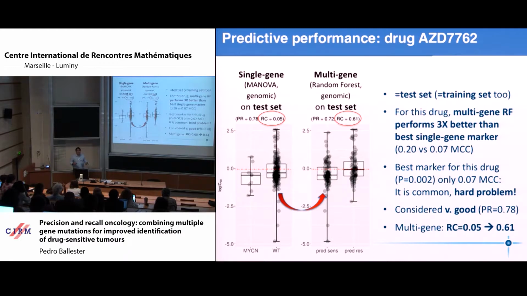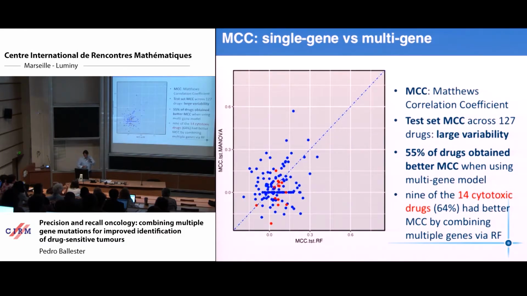When you are considering multiple mutations other than the one for the single gene marker, you get many more of these cell lines correctly predicted. And when we look at all the 127 drugs, we observe with MCC a large variability.